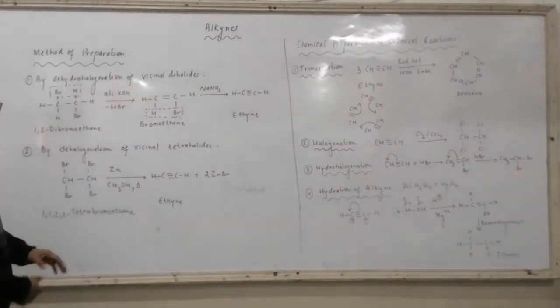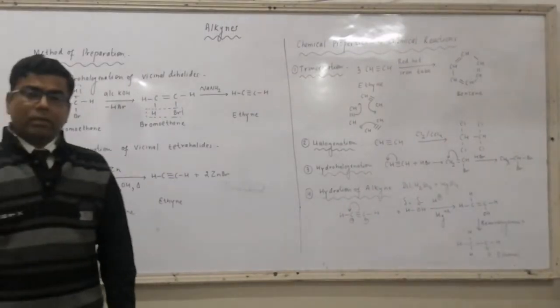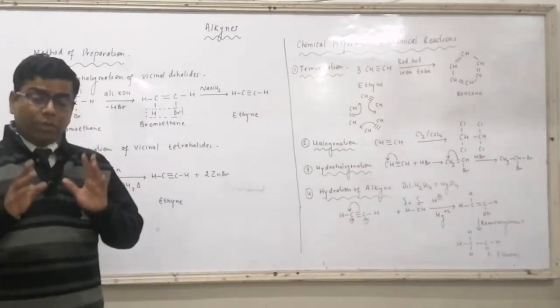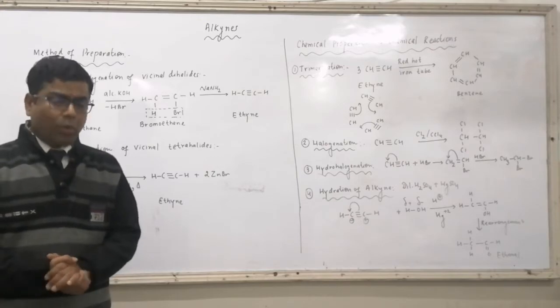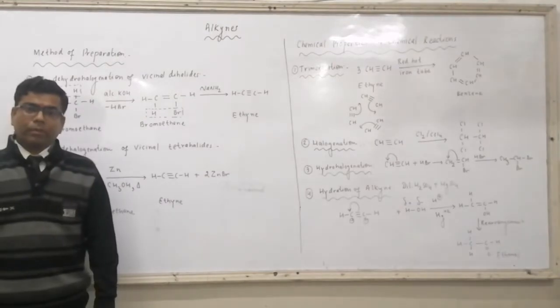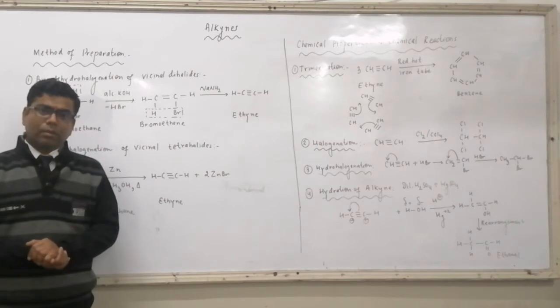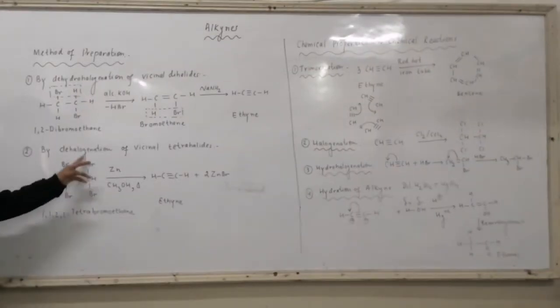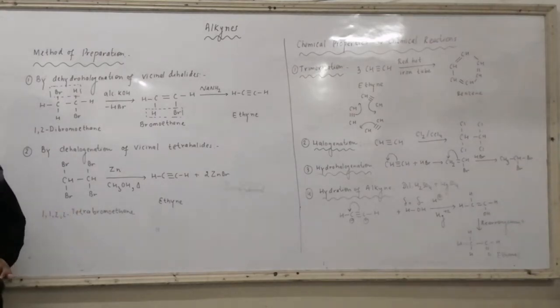Then we have the next reaction, that is your dehalogenation of vicinal tetrahalides. Dehalogenation means removal of a halogen molecule. Now what is the meaning of vicinal tetrahalides? There will be two halogen atoms situated on each neighboring carbon atom. So in total we are having 4 halogen atoms. So the compound is 1,1,2,2-tetrabromoethane.